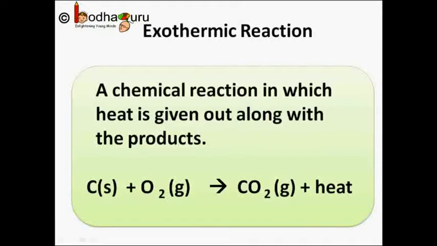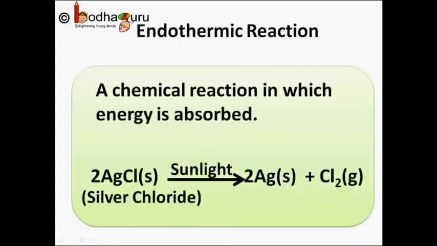So, to sum up what we learned today, a chemical reaction in which heat is given out along with the products is called an exothermic reaction. For example, burning of coal produces heat energy, and it is represented by this chemical equation. C plus O2 gives CO2 plus heat.